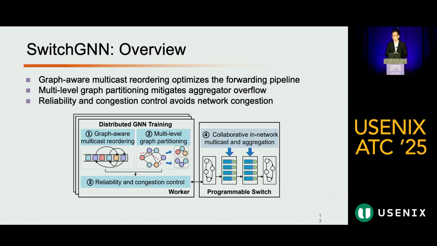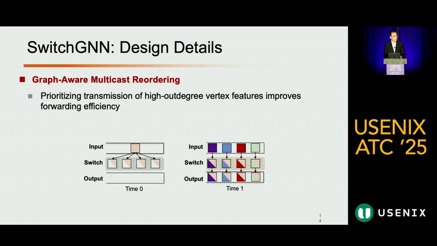To keep things running smoothly, we develop congestion control mechanisms that run on programmable switches to make sure data is aggregated correctly and the network does not get congested during heavy communication. First, for graph-aware multicast reordering, we reorder how vertices are sent. We prioritize the transmission of high out-degree vertex features.